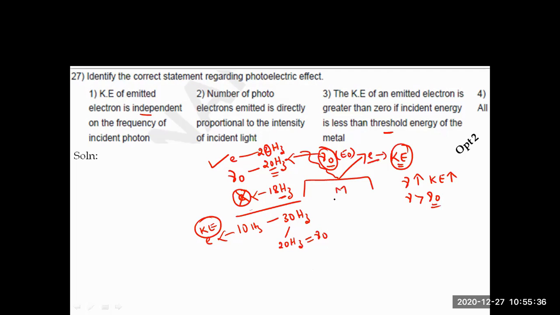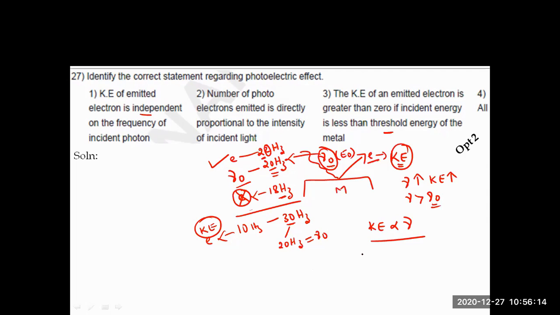Now you tell me, when radiation of 22 hertz falls onto the metal surface and 30 hertz falls onto the metal surface, in which case does the removed electron move faster, 22 or 30? 30, sir. And now this is the concept. As the frequency of the incident radiation increases beyond threshold frequency, the kinetic energy of the electron increases. So kinetic energy of electron is directly proportional to the frequency of the incident radiation. Of course, it should be greater than the threshold frequency.